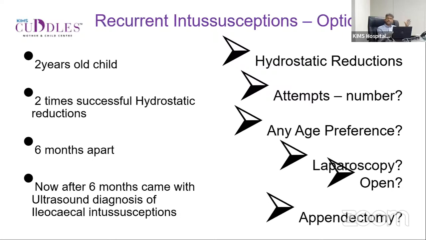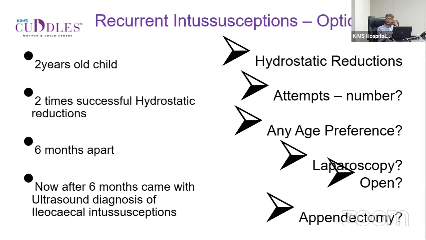Maybe because they can pay us back something. Yes, we did hydrostatic reduction again successfully, and the parents are happy, the child is happy, and now the patient came again after 6 months or so. Usually, as all of you know, it comes in two seasonal episodes, whenever we get more adenovirus or rhinovirus infections. So after 6 months, when the child came again, the ultrasound showed ileocecal intussusception.